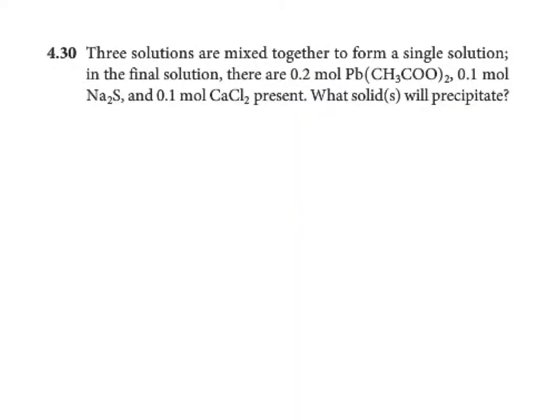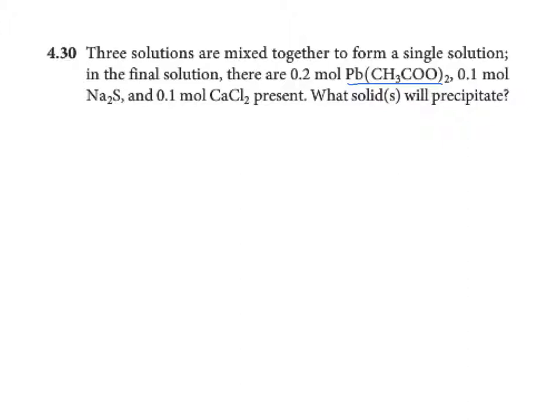All right. So the first thing you want to do with a question like this is think about everything that you have in solution. So we're first going to go through each of these compounds and try to figure out what they're going to break into when they go into solution. So what is the name of this compound here? This is lead 2 acetate. So that tells me that I'm going to have lead ions and I'm going to have acetate ions.